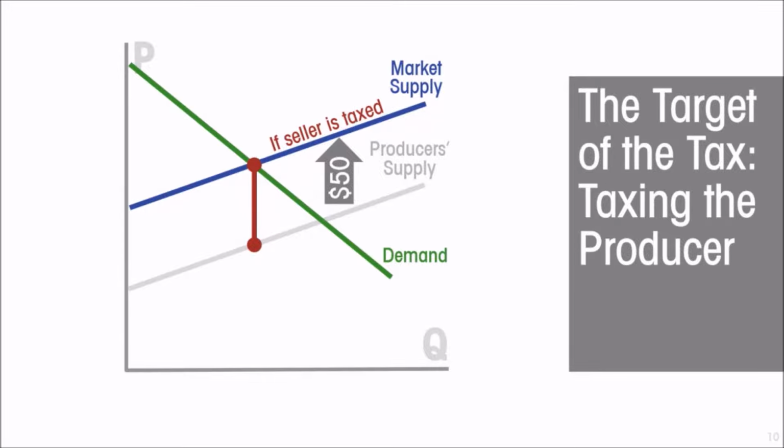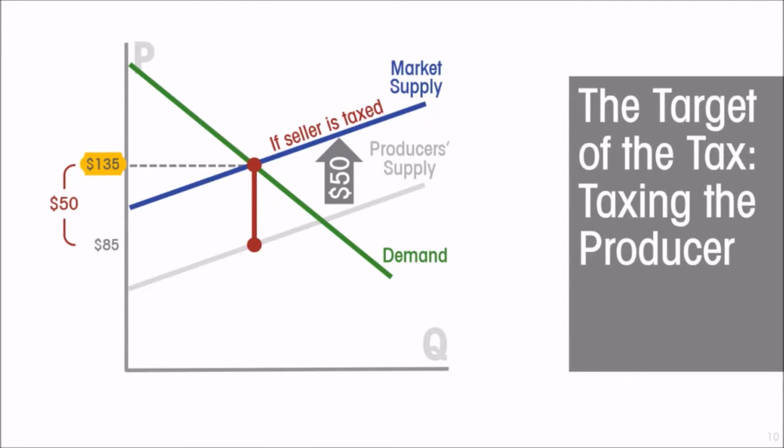Given that new market supply curve and the existing demand curve, the market clears at $135. That is the sticker price that will be on the bottle. But when the sellers receive that $135, they have to take $50 of it and remit to the government, and so they only receive $85.